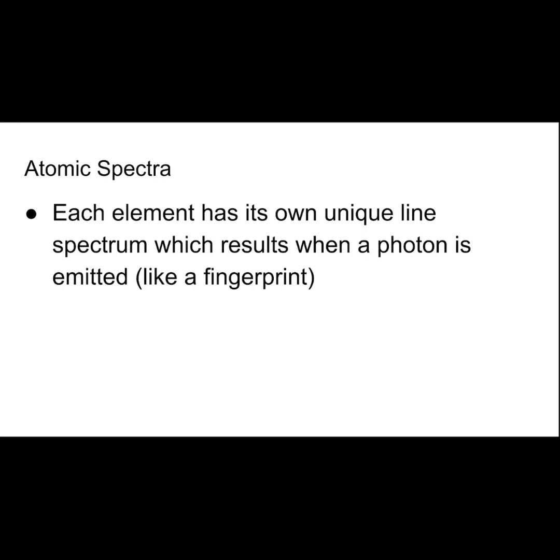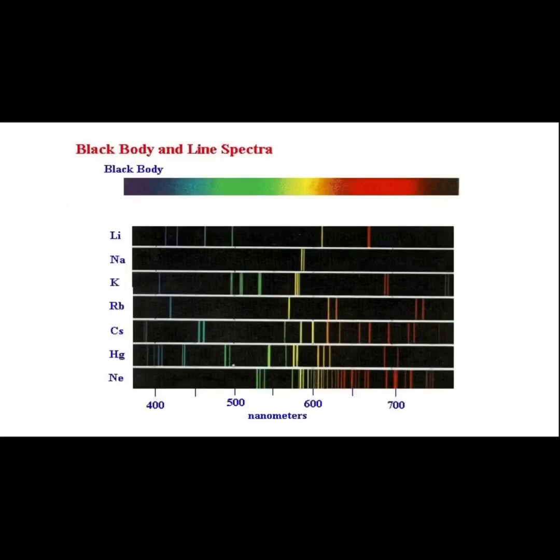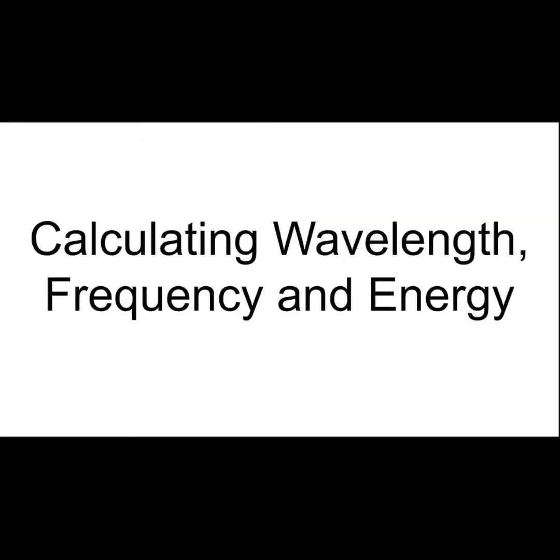Atomic spectra. Each element has its own unique line spectrum, which results when a photon is emitted. So each element has this, and it's basically like a fingerprint. It's unique for that element. These unique line spectra allow us to identify unknown substances, so we can guess what the element is based on what colors it emits. Okay, here's an example of what that looks like. So lithium releases some purples and a few greens and blues and a yellow and a red. That's its line spectra. So there's a line spectra for all of those elements.